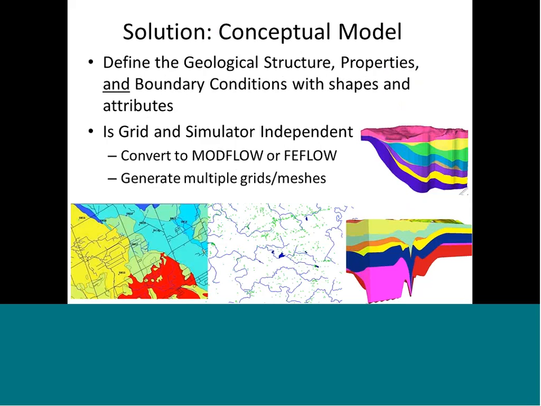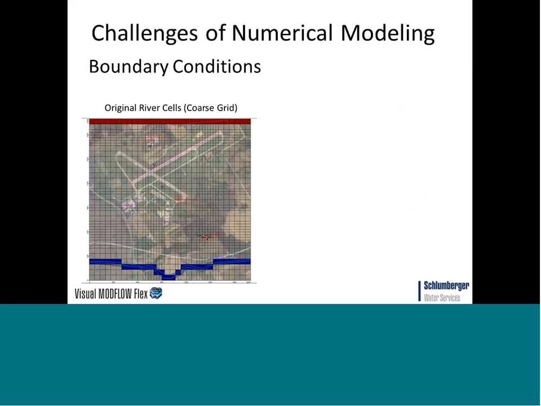The solution to overcoming these challenges is to have a conceptual model. The conceptual model allows you to define the geological structure, the properties, and the boundary conditions using shapes and attributes. The conceptual model is grid and simulator independent, which means you can convert it to either MODFLOW or FEFLOW. And since it's not assigned to any specific numerical grid, you can realize this conceptual model with a variety of different grid sizes, resolutions, local grid refinement, etc. So I'll go through in the next couple slides a few examples of the challenges of numerical modeling and how these are alleviated with the conceptual modeling approach.